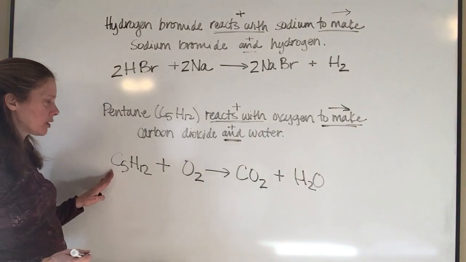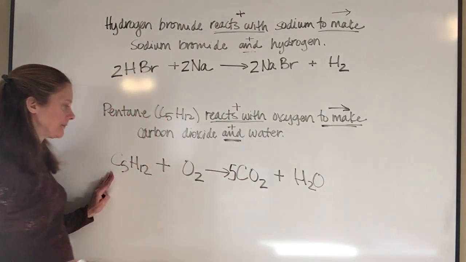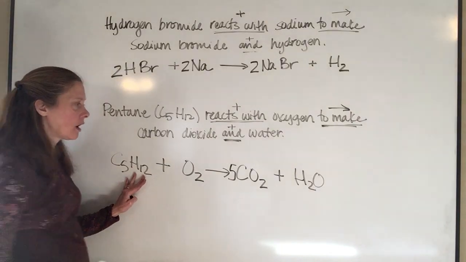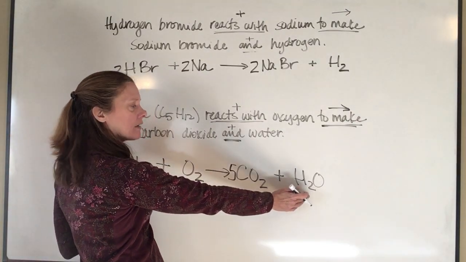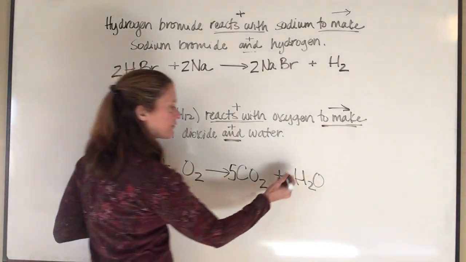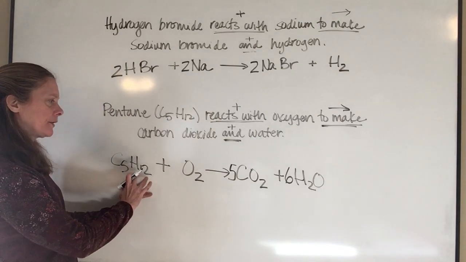So I have 5 carbons on this side. I'm going to need 5 carbons on this side. I have 12 hydrogens over here. I only have 2 over here. How can I make 12? Well, what can I multiply 2 by to get 12? 6. So 6 times 2 is 12, and now I have 12 here.